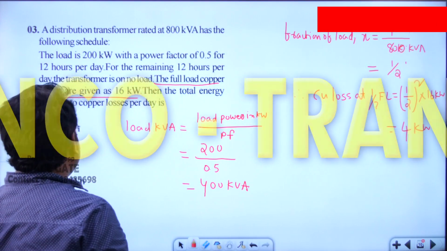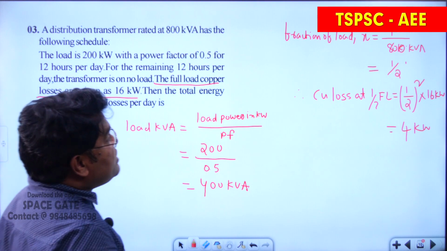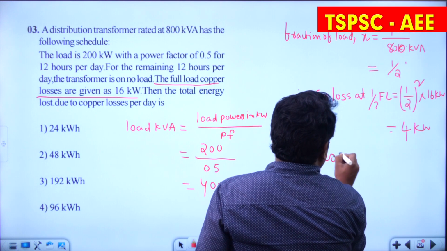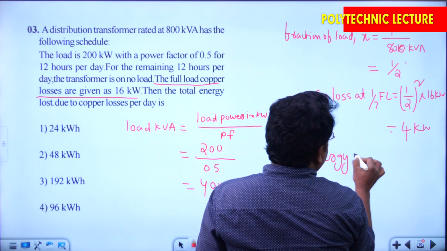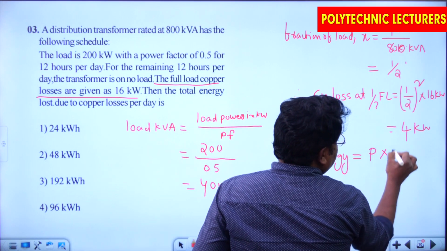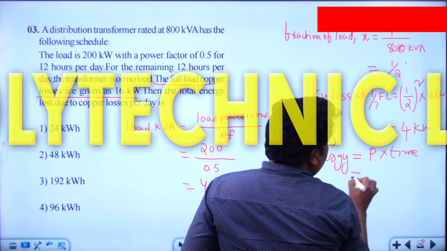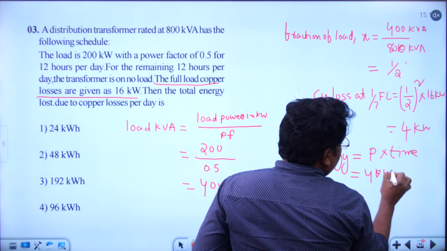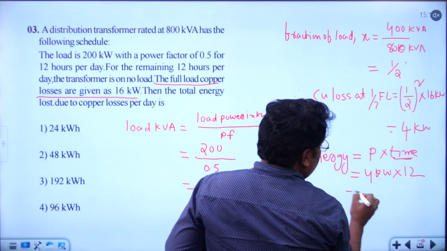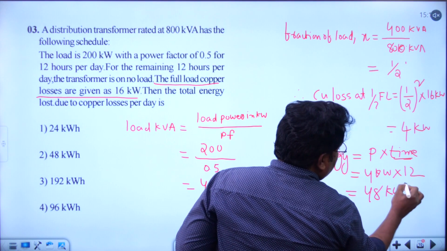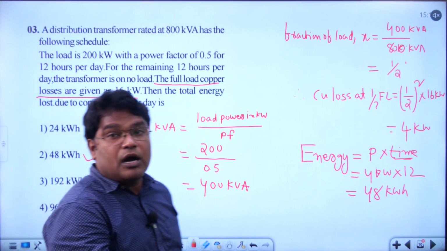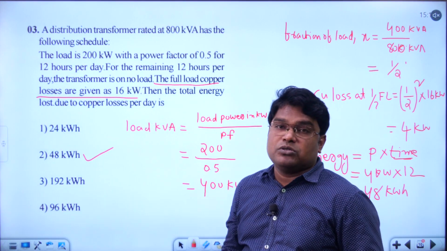Now the total energy loss, due to only the 12 hours. These are power losses, and the energy loss is required. Energy loss is the power multiplied by time. Power loss is equal to 4 kilowatts multiplied by how much time? It is only 12 hours. So it is equal to 48 kilowatt hour. So the answer for this question is 48 kilowatt hour, and option B is the correct one for this question.